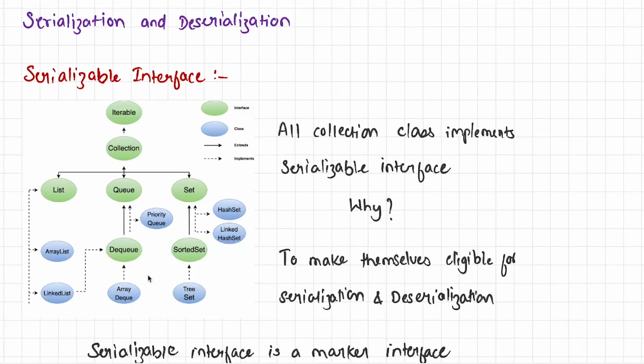So why is it so? What is the significance of the serializable interface? Otherwise, it would not have been implemented by all the collection classes. Well, the serializable interface is nothing but a marker interface. Yes guys, it does not define any method. It is simply a marker interface. Now the question is why all collection classes implement this interface. All the collection classes implement this interface to make themselves eligible for serialization and deserialization, so that the Java virtual machine identifies that this class is eligible for serialization and deserialization.